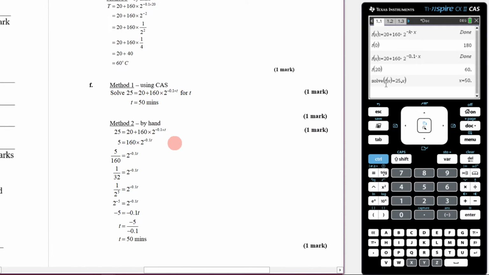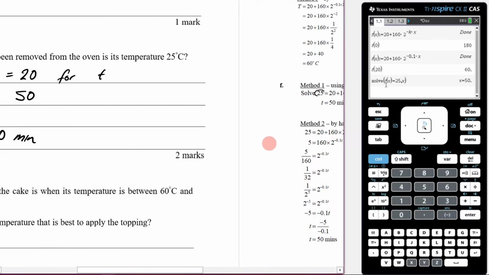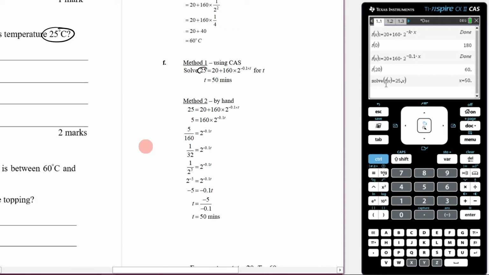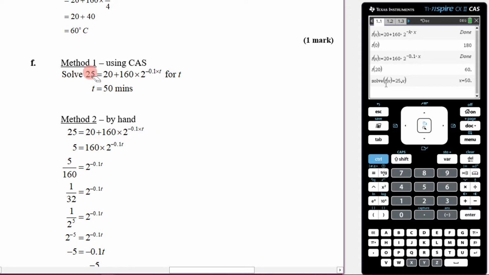So as you can see here, it's got solve this, and it's subbed in 25. Oh, sorry, my bad. That should say 25. How long after has been removed the cake? 25 degrees. Sorry, that should be 25 there. So this is our working here. Solve 25 is equal to that for T, T is equal to 50.